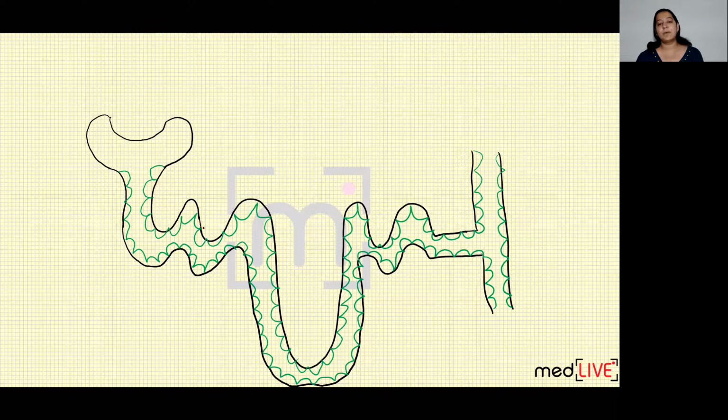So all these tubules, that is PCT, loop of Henle, DCT, and collecting tubules, are lined by epithelial cells or tubular cells, which I have drawn with green color in this diagram. Can you see the epithelial cells? All these tubules from inside, like cylinders, are lined by epithelial cells, or you can say tubular cells.